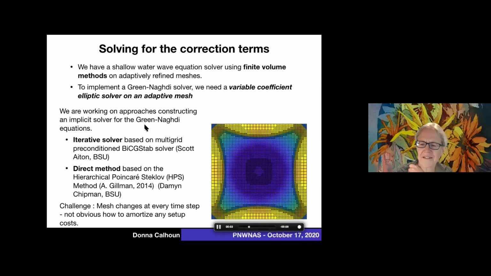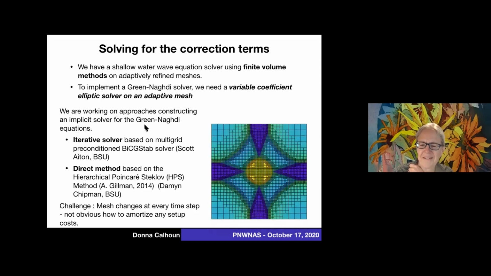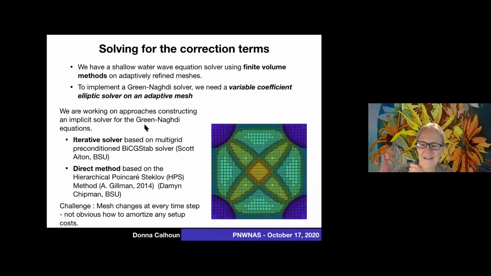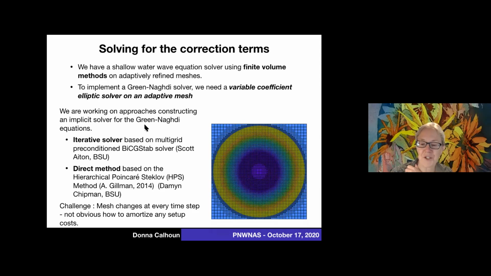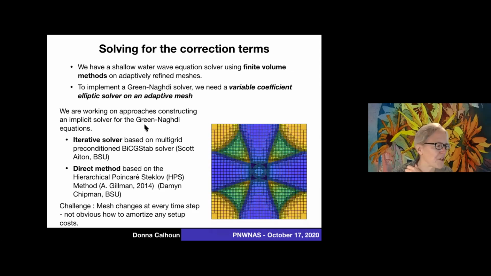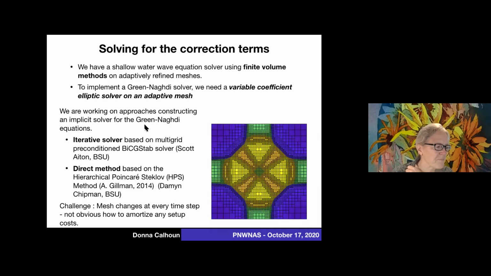So this is just the shallow water wave equations in a box. A bump, showing basically the adaptive features. And I'll say a bit more about the code that I use to solve this.